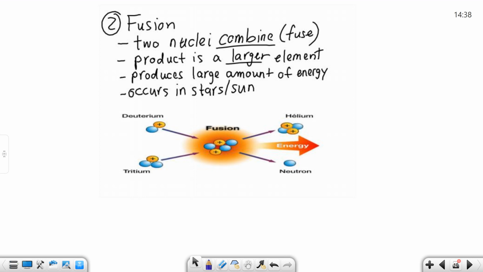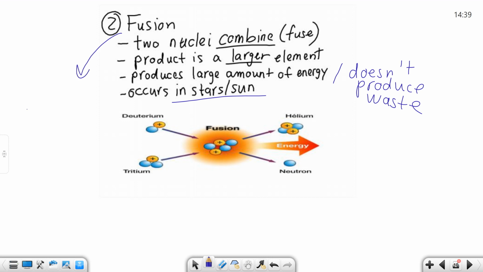This will also produce a large amount of energy, and it actually does not produce much waste. We basically say it doesn't produce waste. The unfortunate thing, though, is this really is only occurring well in stars like the sun. Well, I shouldn't say unfortunately. We wouldn't have our solar system without it. But what I'm saying is it's very, very difficult to get it started on Earth. Fusion needs very high temperatures and pressure to get started. If you can't do that, it's not going to happen.